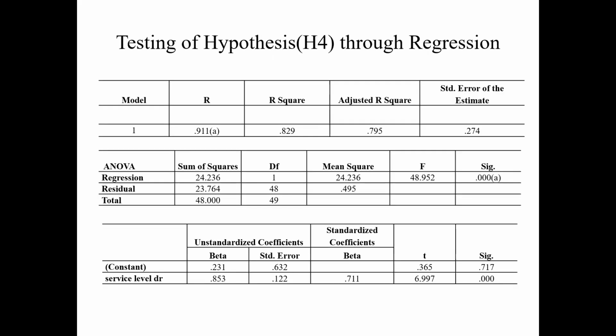So for testing of hypothesis through regression, I could not apply the SCM approach because the sample size was less. So the R value is 0.91 and the standard error of estimate is 0.274, adjusted R square is 0.795 and ANOVA is 24.236 and residual is 23.764.